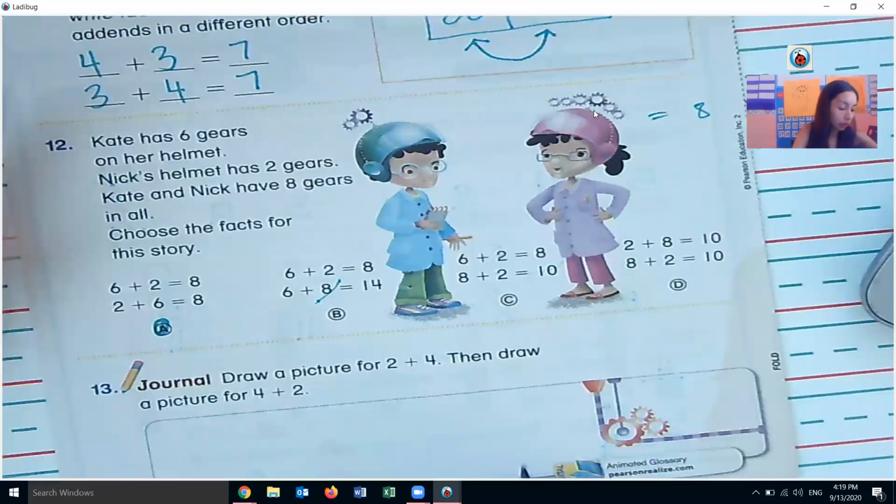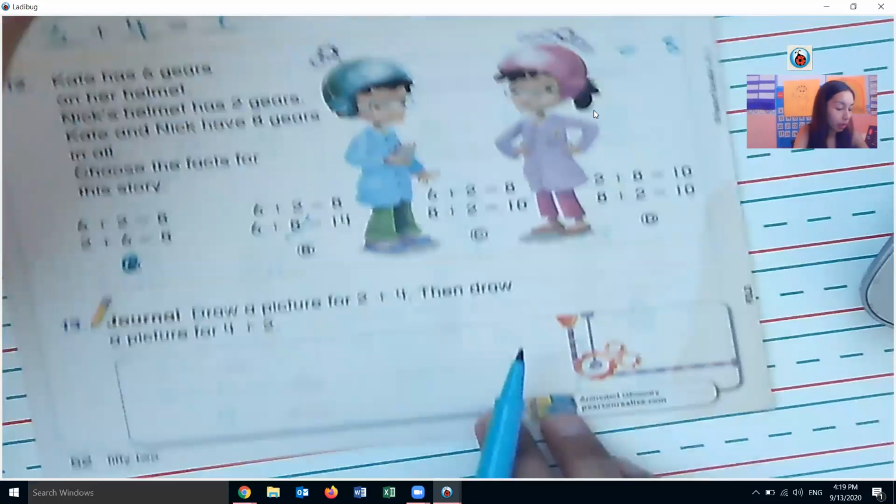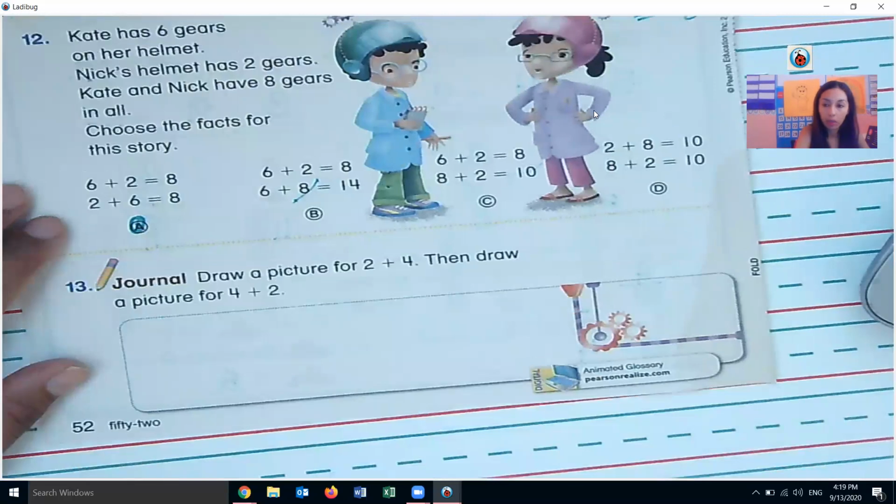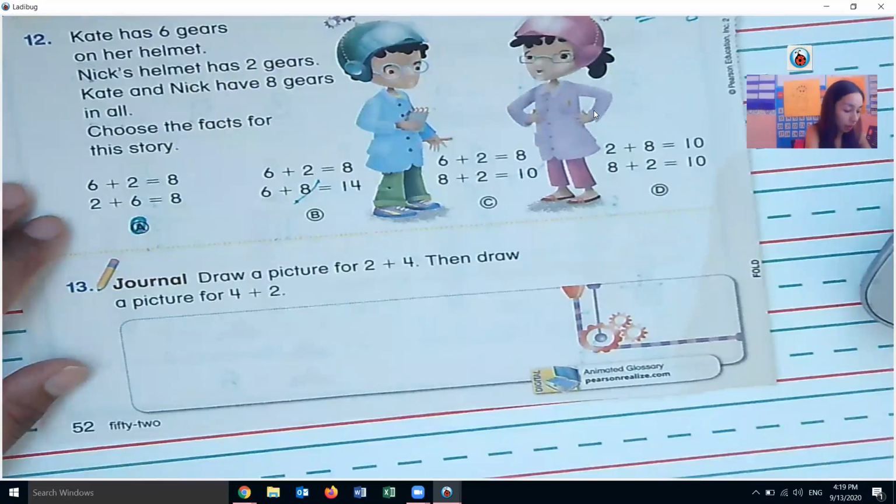Draw a picture for 2 plus 4, then draw a picture for 4 plus 2. I'll keep it simple. I'm just going to draw, I'll make a line.